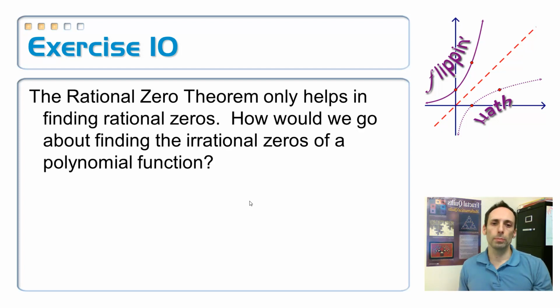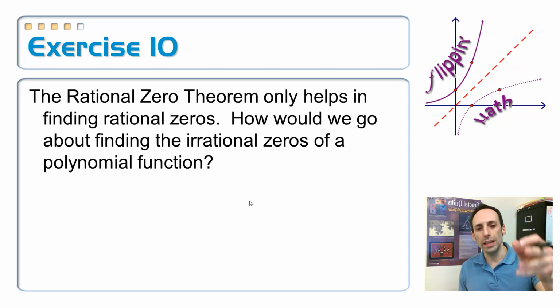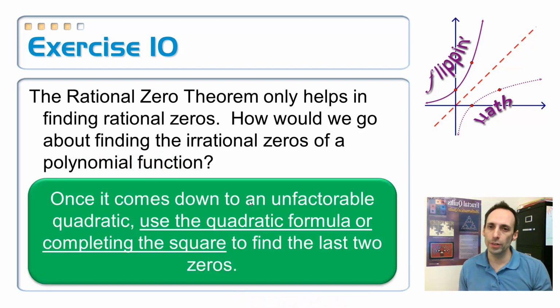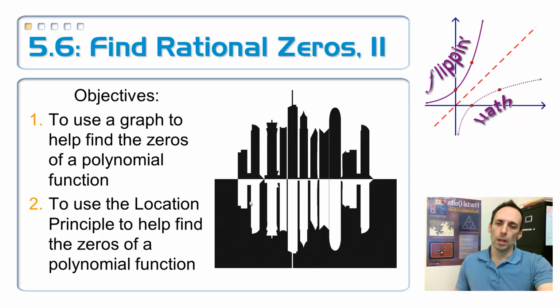So the rational zero theorem only helps in finding some zeros. It doesn't tell you which ones they are. So how do we go about finding the irrational ones? It helps us find rational zeros, but it doesn't help us find irrational ones. How do we get the irrational ones, or even the imaginary ones? Just like we saw in the previous exercise, you have to use the quadratic formula. Or I guess you could complete the square. The last one, it would have been pretty messy to complete the square, so quadratic formula was the way to go. Okay. So that wraps up all of 5.6.